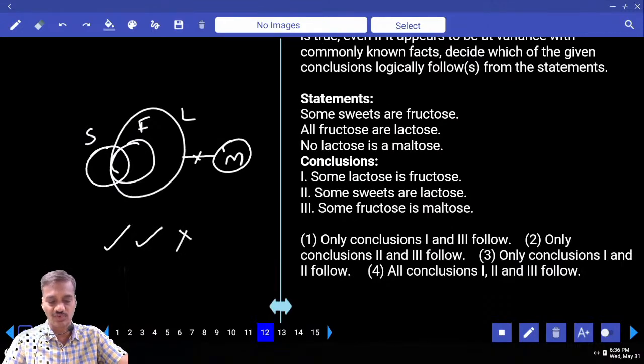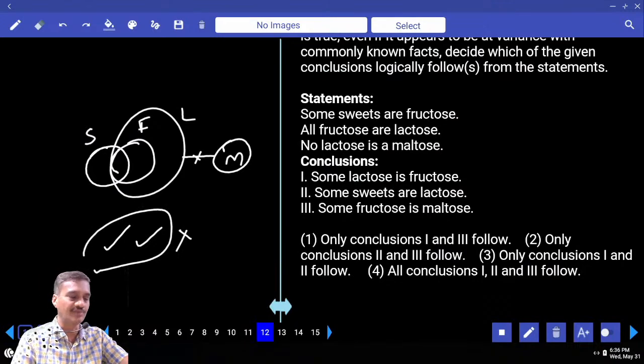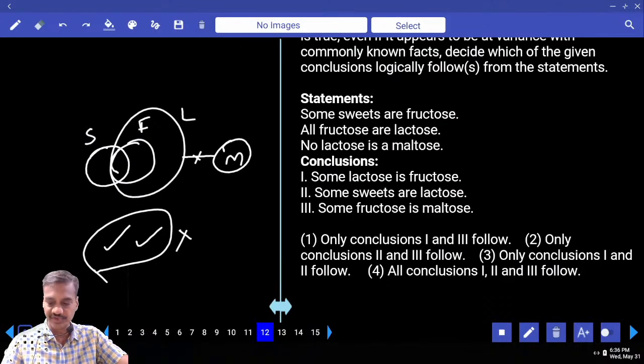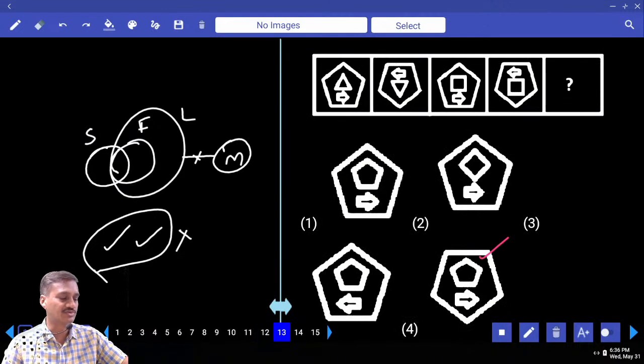So what is your answer? Only 1 and 2. Both the conclusions that are true are affirmative. They will be true forever, no need to draw an alternate diagram. Choice 3, question number 12. The next one, 13th one.